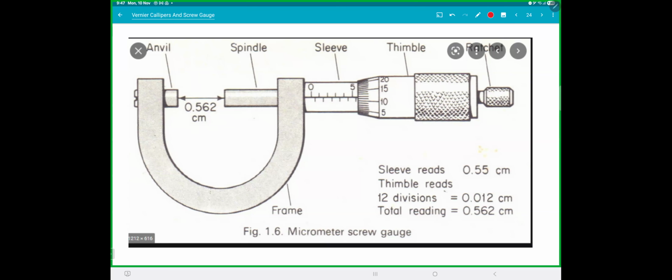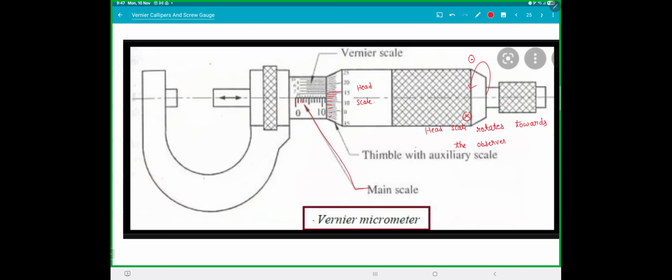That's important because once there was a question like this, a screw gauge is rotated 20 divisions away from the observer. And people didn't understand what was happening. They thought 20, but it was actually the other way around. So you should know which way it is rotating. The concept is pretty straightforward.